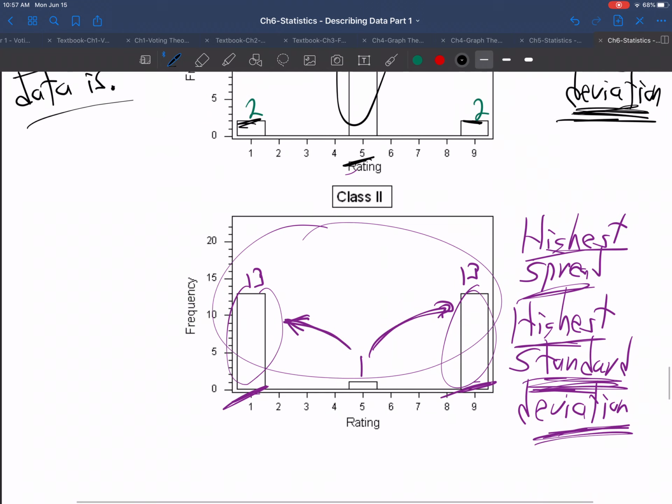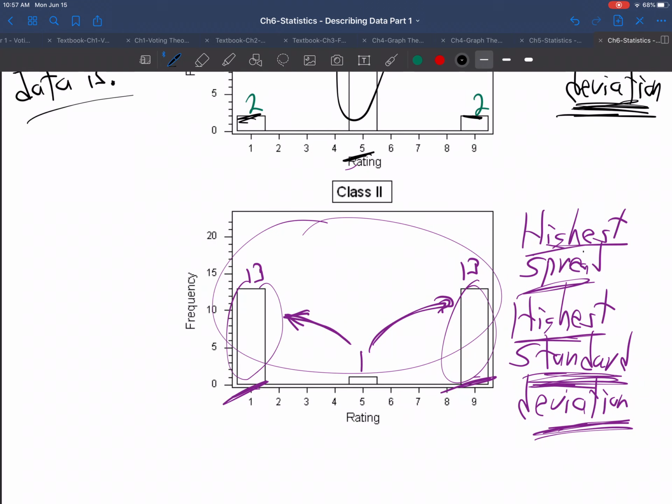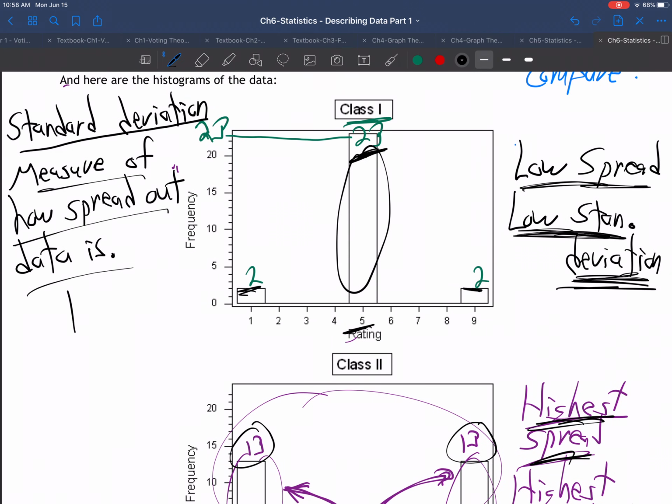Whereas class number 2, as I've already written, this is the highest spread. So it's the highest standard deviation. See how spread out? There's only one person that gave the professor a middle rating. 13 people hated him. 13 people loved him. So very spread out. Most people are way low or way high. Very spread out. Highest spread, highest standard deviation, because standard deviation is a measure of spread. That's your video question number 2. How spread out's the data?